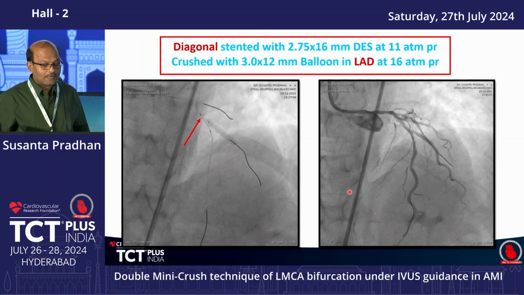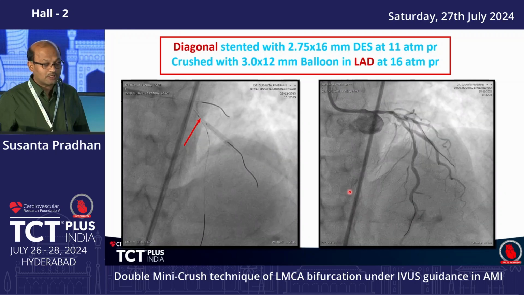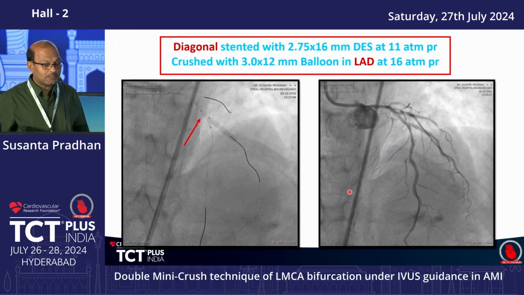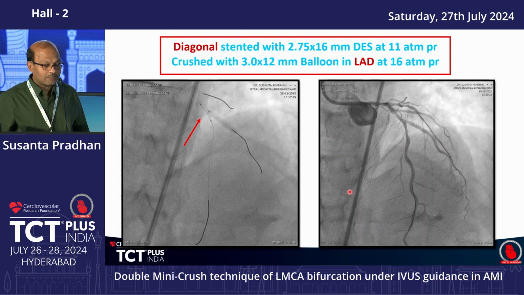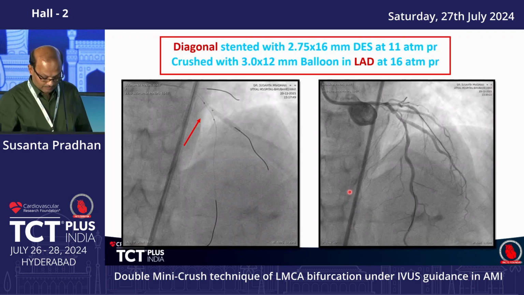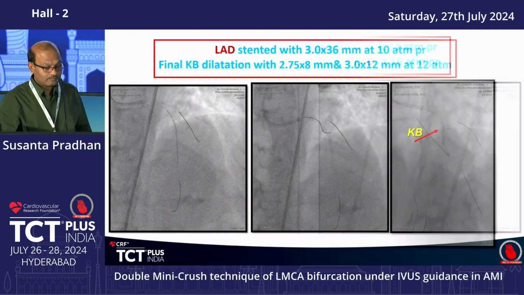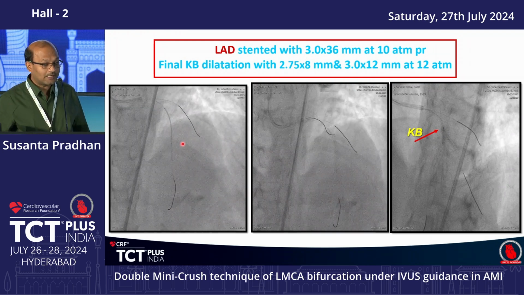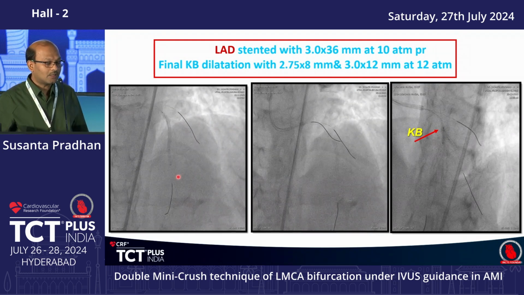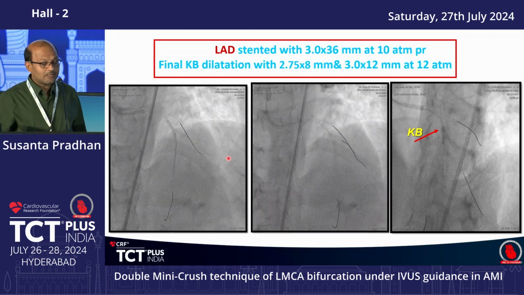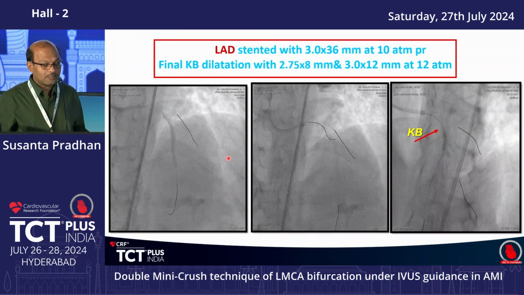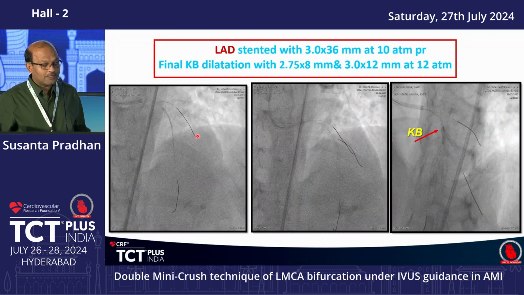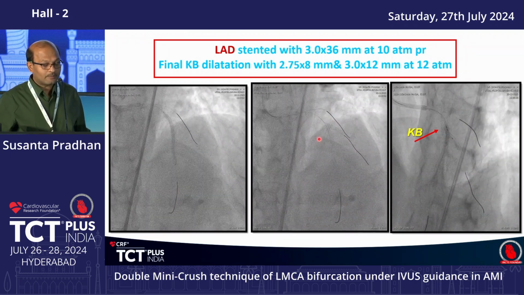Then both wire and stent balloon have been removed, and the diagonal stent has been crossed with a 3 by 12 millimeter balloon at 16 atmosphere pressure. After the crossing, the POT has been done, the LAD from the proximal to the mid LAD has been stented with a 3 by 36 millimeter long stent, and after deployment of the LAD stent, the POT was done.